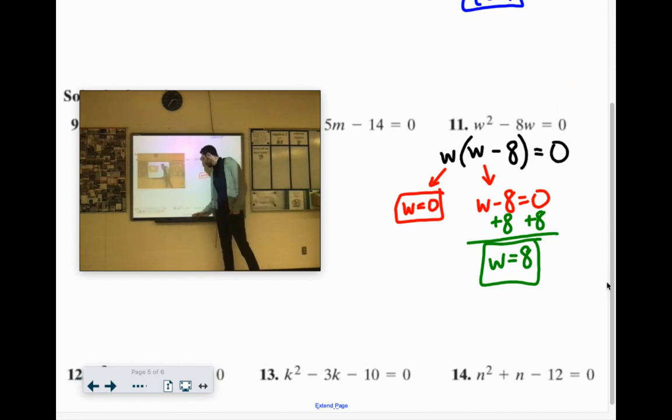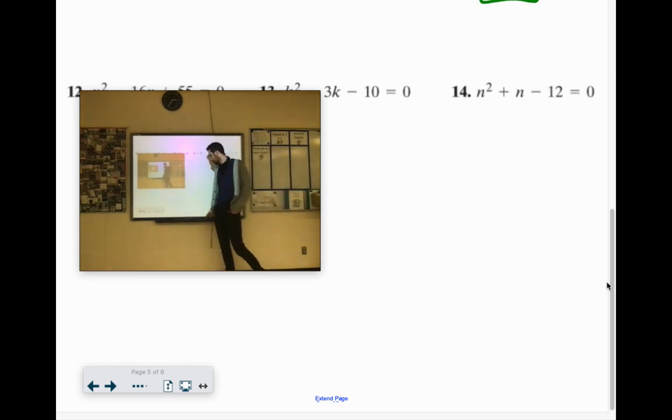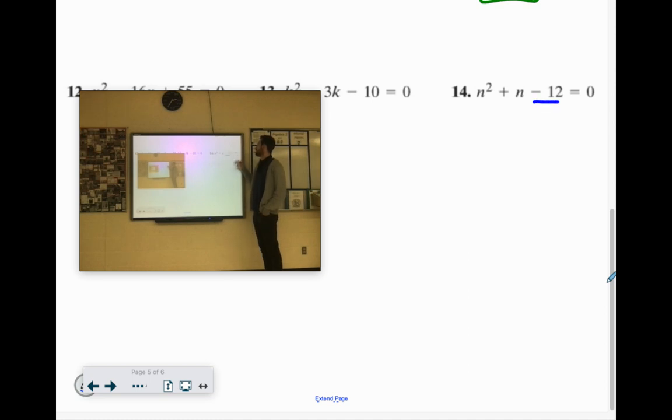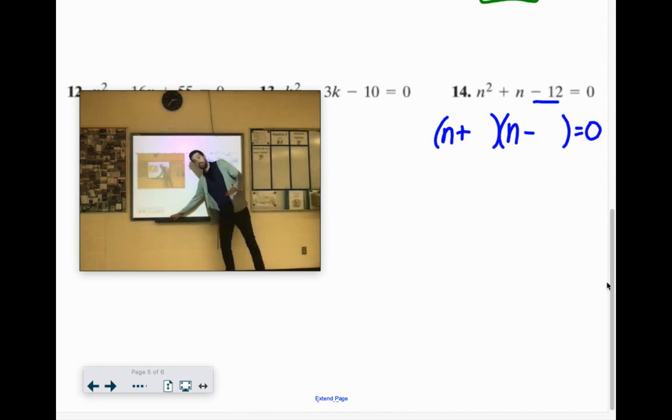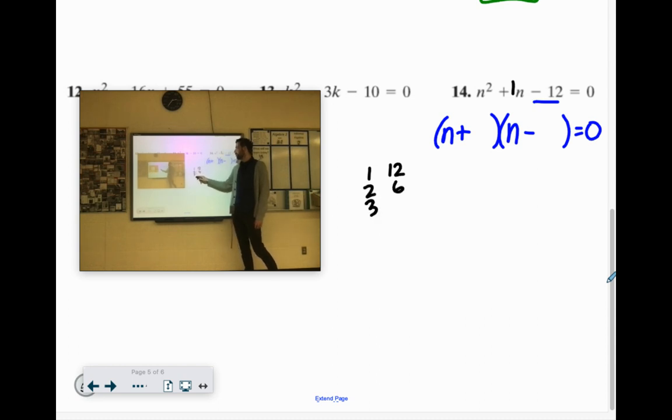I wanted to go over one more with you. Number 14, we didn't have a ton where we practiced where the last term was negative. Remember though, the only way you can multiply to a negative is a positive times a negative, and there's just 2 terms. So it'll be n plus something times n minus something. So now we're looking for a set of numbers that is 1 apart, because there's an invisible 1 in the middle. So 1 and 12, 2 and 6, 3 and 4, which set is 1 apart? The 3 and the 4. So it has to be plus our big number, so plus 4, and then minus our small number 3.